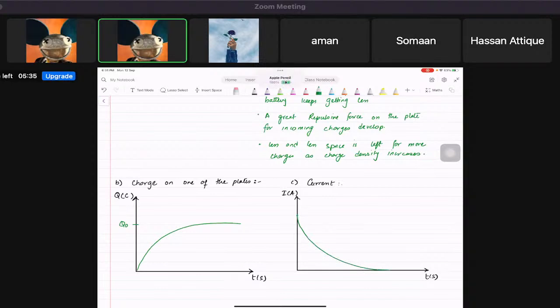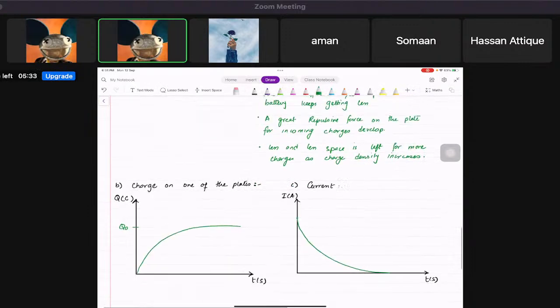So basically, the charge and the voltage graphs are the same, but the current graph is the opposite, because initially there will be a large current flowing and then slowly it is going to decrease to zero. The reason is that eventually we are reaching a point where there won't be any flow of charge, and since current is basically flow of charge per unit time, it will become zero. Any questions? Okay. That's pretty good.